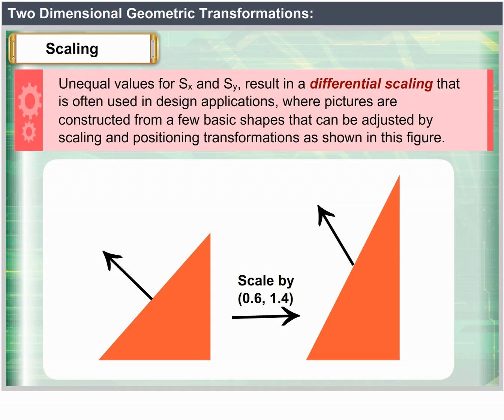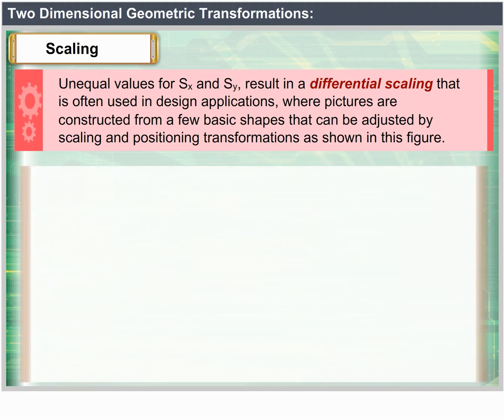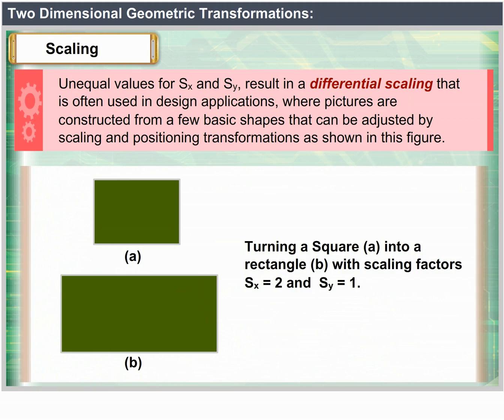Unequal values for sx and sy result in a differential scaling that is often used in design applications where pictures are constructed from a few basic shapes that can be adjusted by scaling and positioning transformations, as shown in this figure. This figure shows turning a square into a rectangle with scaling factors sx equals 2 and sy equals 1.